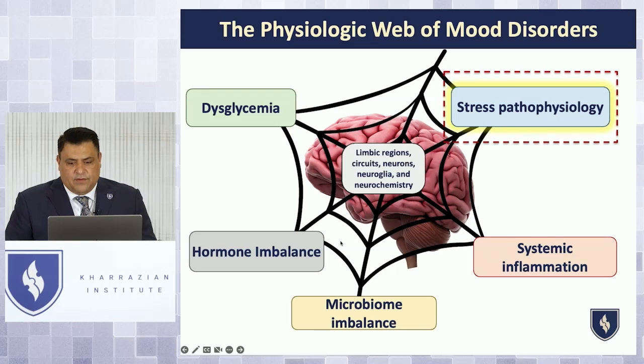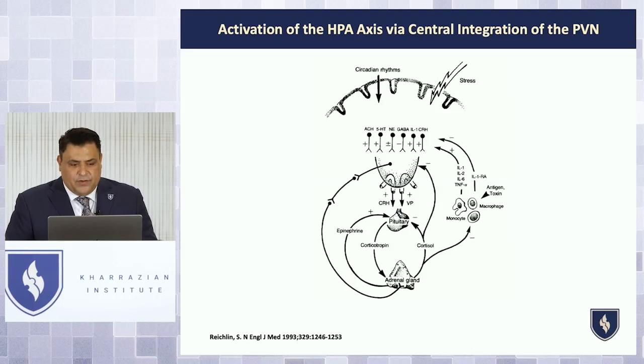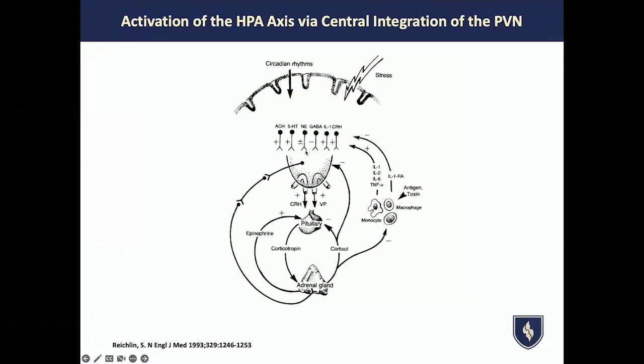Now let's get into stress physiology. And stress is a big deal, as we all know. Now when we look at stress physiology, here you can see, first of all, the HPA axis, the hypothalamus-pituitary-adrenal axis. And in the HPA axis, you can see here they put a lightning bolt, like boom, stress is impacting the system. And then they have acetylcholine, serotonin, norepinephrine, GABA, and interleukin-1, CRH, and they have pluses and negatives.